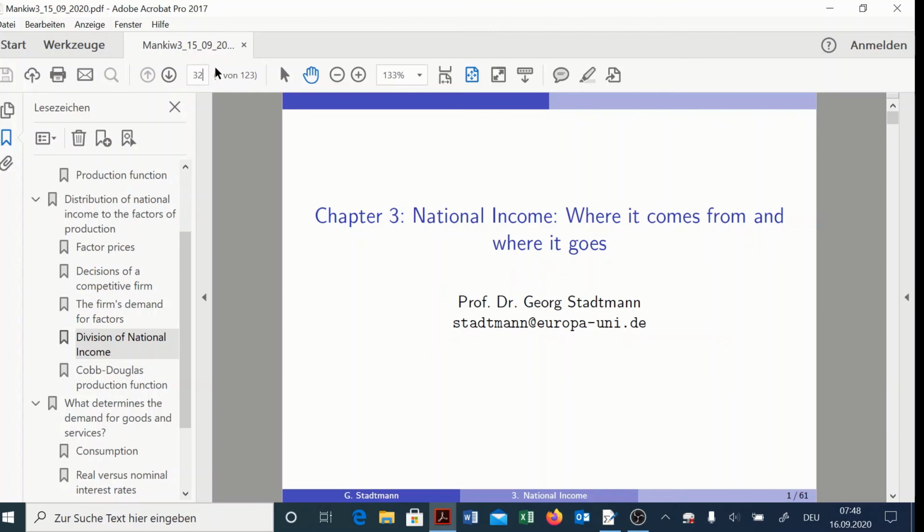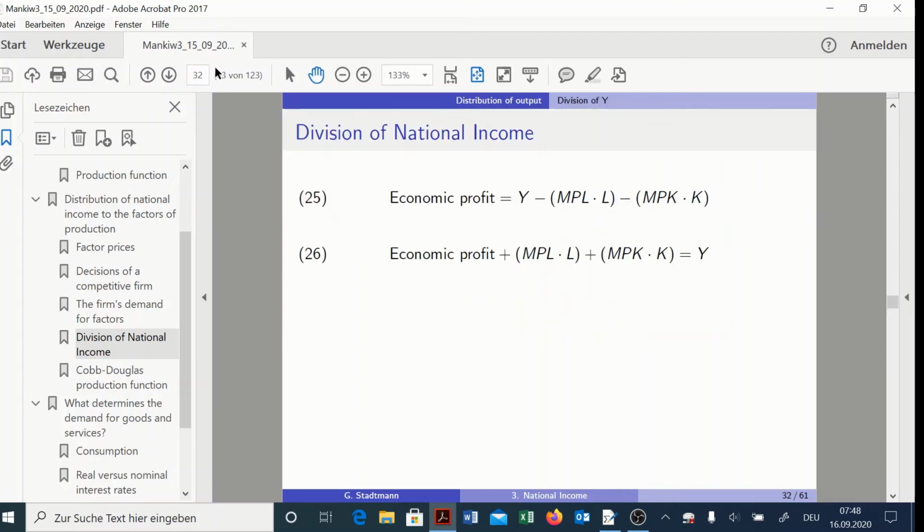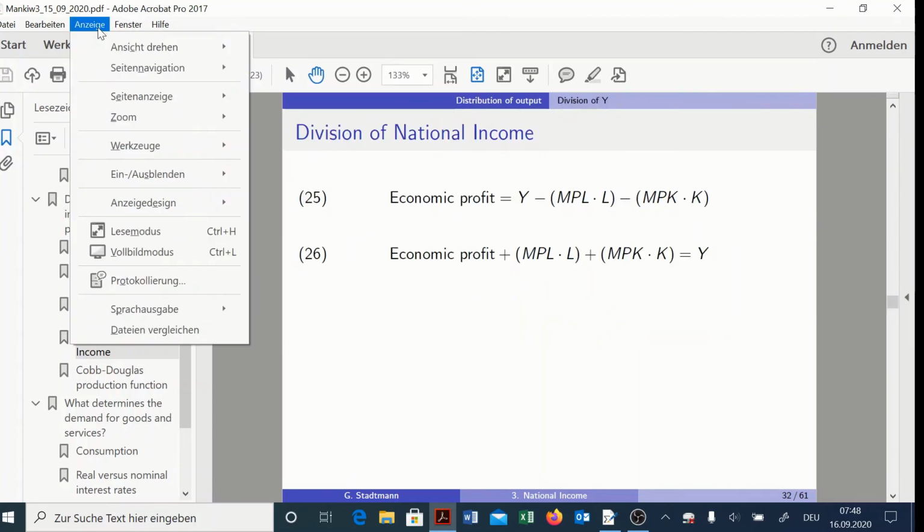Welcome everybody to the second part of the lecture related to chapter 3. Let's go to slide number 32 and talk a little bit about the division of national income.